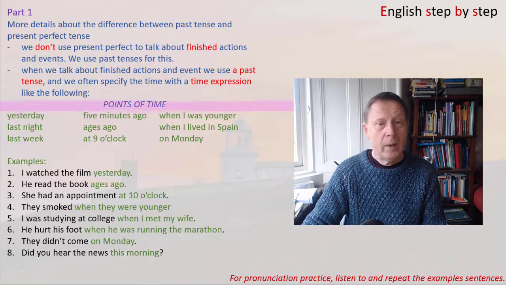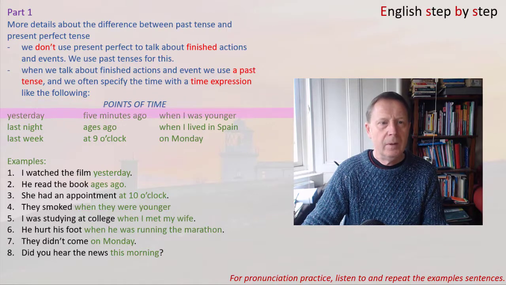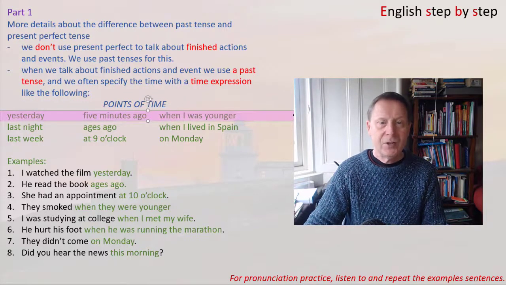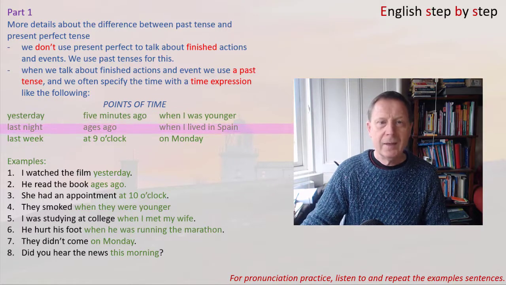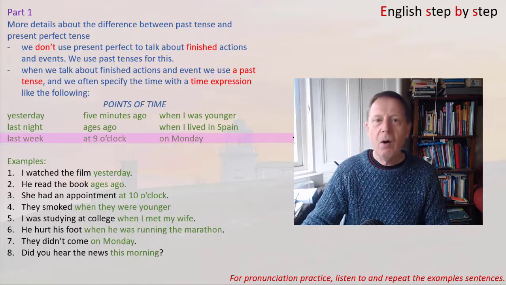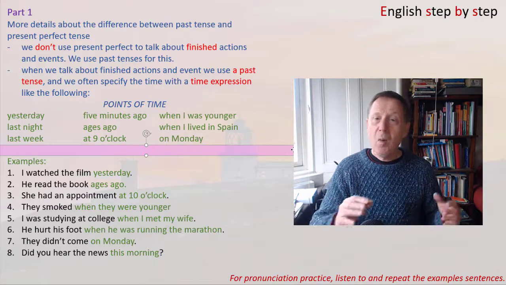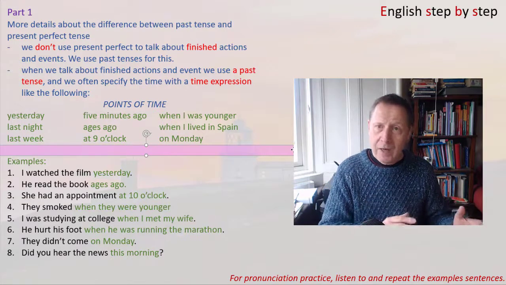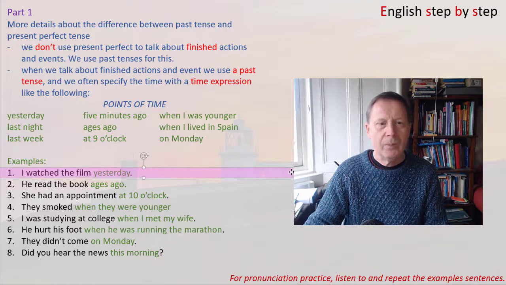Now, all of these following are points of time. For example, yesterday, 5 minutes ago, when I was younger, last night, ages ago, when I lived in Spain, last week, at 9 o'clock, on Monday. So all of these are time expressions which describe points of time which are finished and which are in the past. Examples. Number 1. I watched a film yesterday.